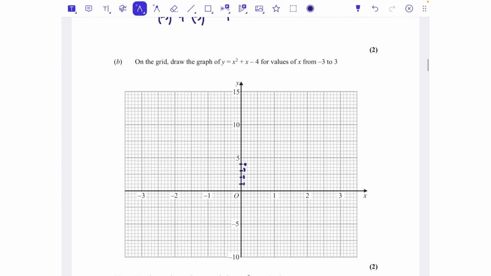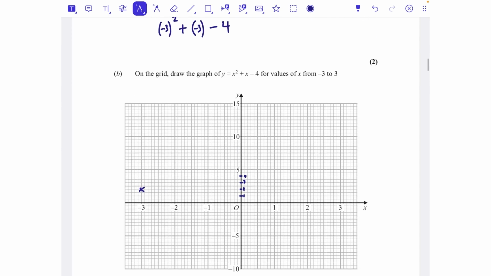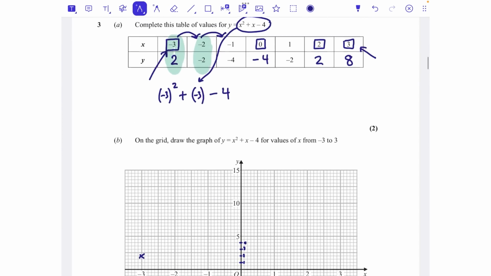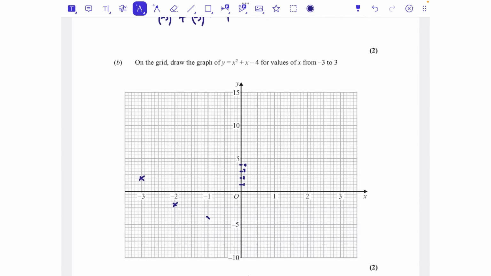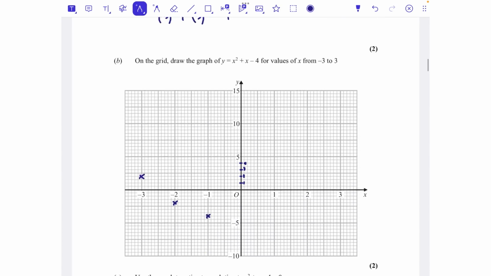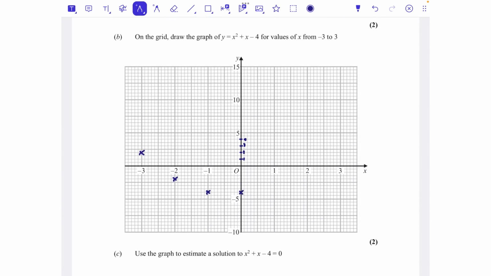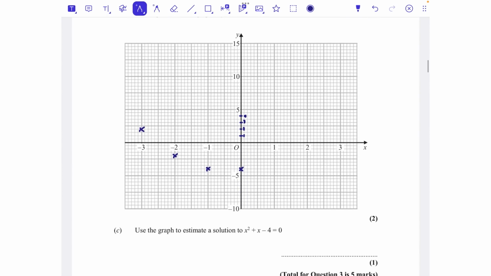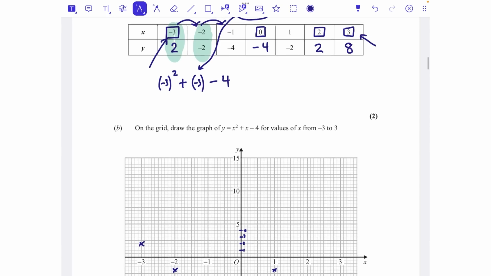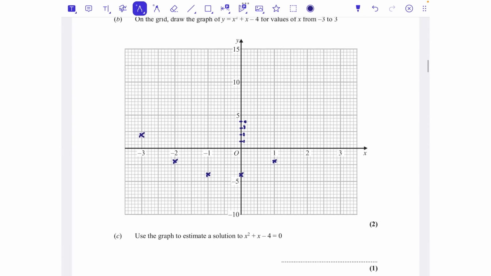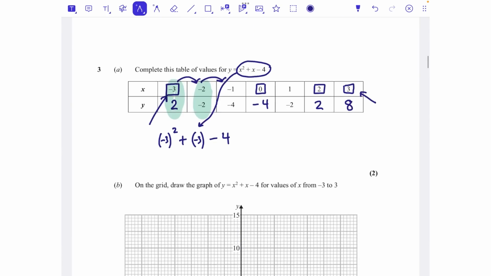So we're -3, 2, which means we're going to here. -2, -2, which will be 4 squares down, so that's there. -1, -4 is going to be there. 0, -4 is there. 1, -2 is there. And 2, 2 and 3, 8.